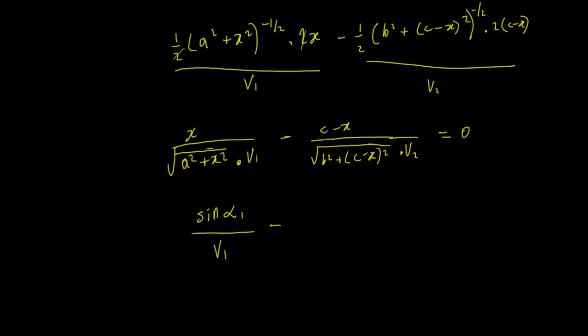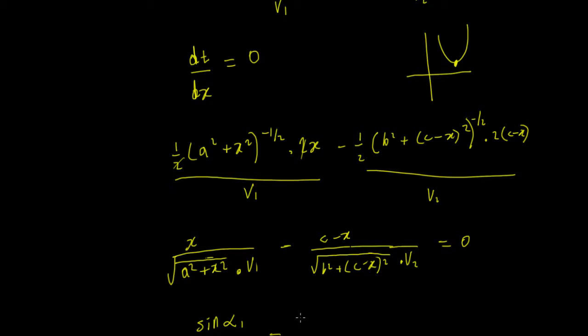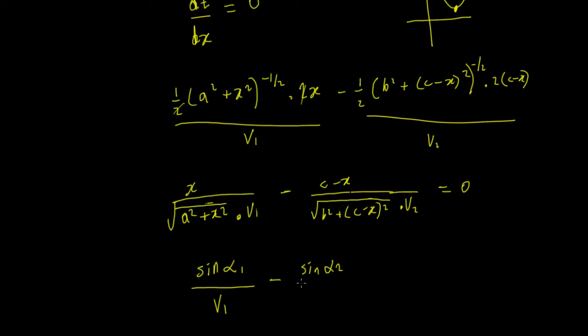minus, and the same goes here, (c minus x) divided by this distance here, which is this length here. Now we can write that as, if this angle here is alpha 2, then that's going to be the same as that angle there, that will be our alpha 2. So that's going to be the sine of alpha 2 upon v2 equals 0.